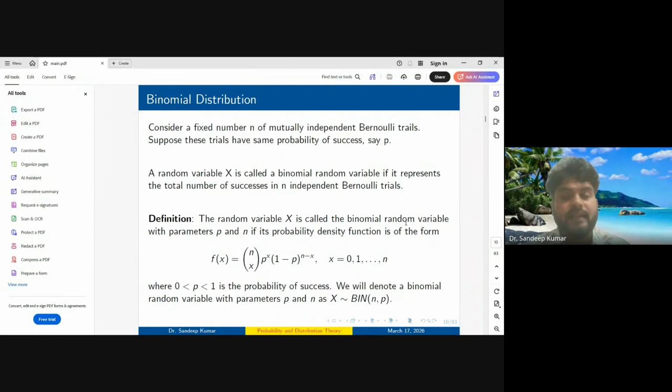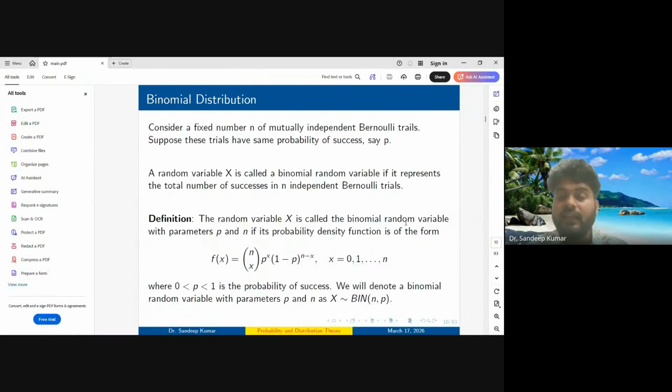If its probability density function is of the form, this is the mathematical formulation of the binomial distribution. In other words, the probability density function of the binomial distribution is f(x) equals n choose x, p to the power x, (1 minus p) to the power n minus x. And x takes the values 0, 1 up to n, because it is the sum of n independent Bernoulli trials. So the lower value is 0 and the upper value is n.